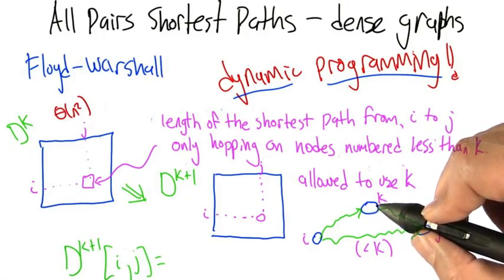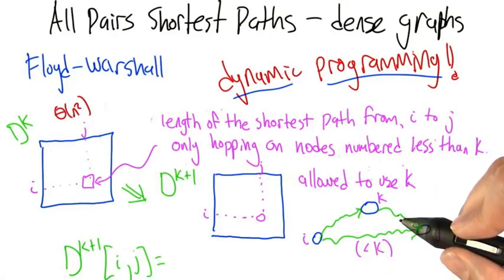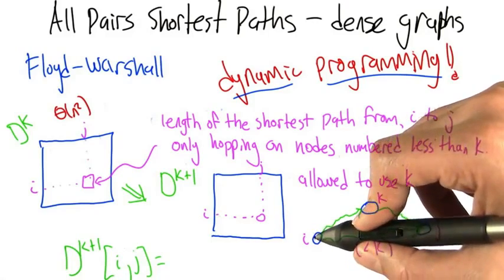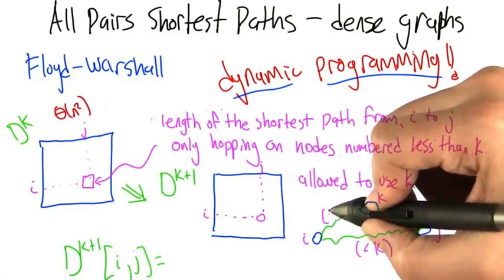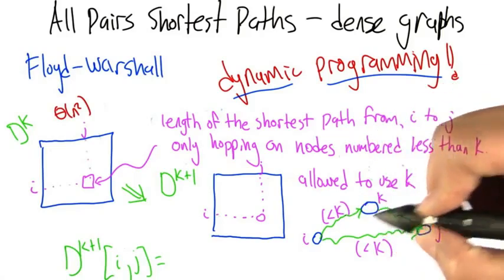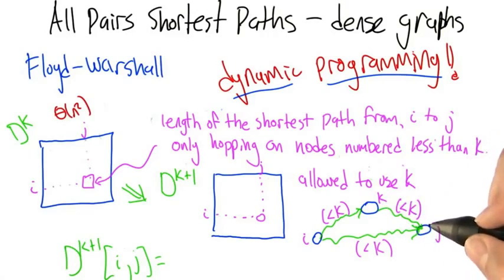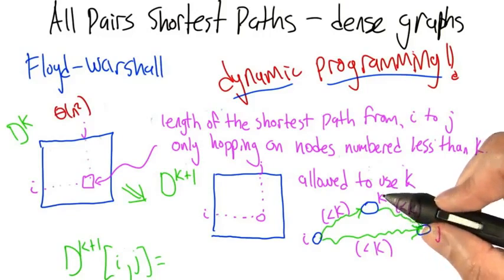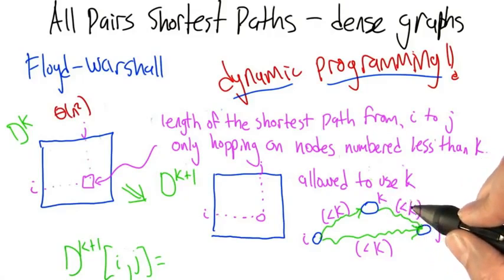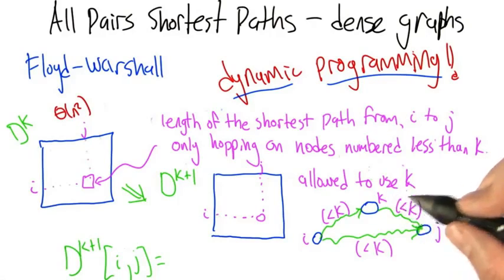But in visiting k, we don't ever need to visit k on the way to k. That wouldn't be a very good path. So the shortest path from i to k, only using nodes that are less than k, then we follow another path from k to j, only using nodes whose numbers are less than k. Those are the only things that can happen. We don't want to visit k twice, and we're not allowed to use any nodes that are greater than k. So those are the two possibilities.